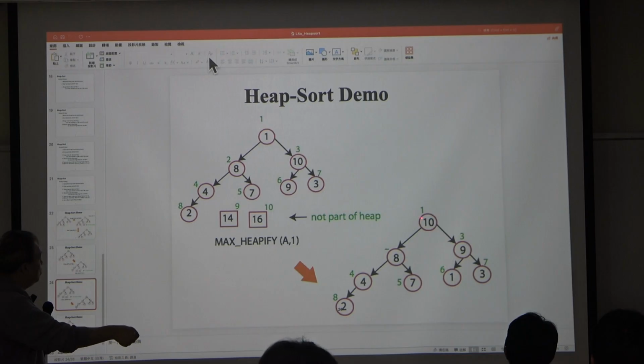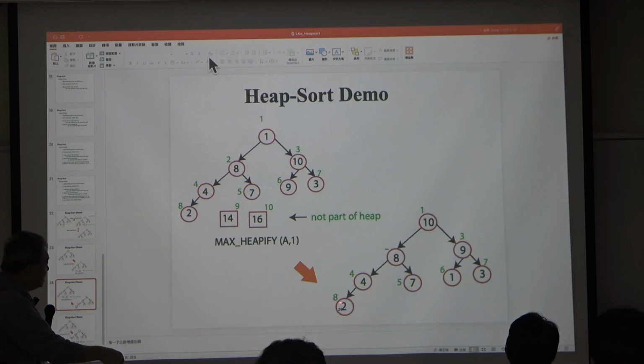And then we swap 10. We know 10 is the third largest element. So we swap 10 with the index 8. And then, cut it loose. So it's like here.